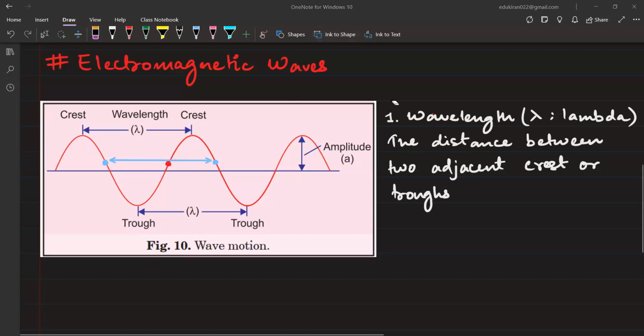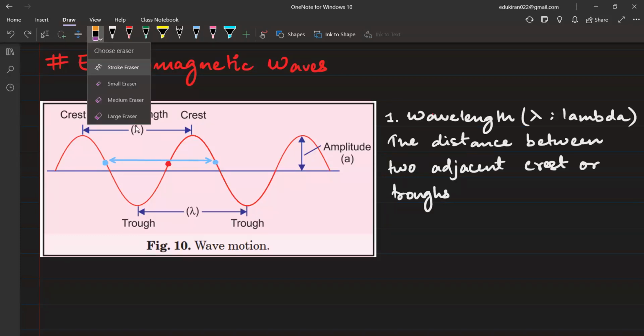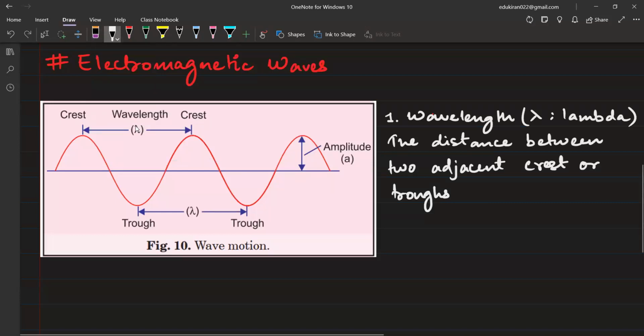Okay. So distance cannot be negative. First of all, distance can never be negative. Right, Akib? I hope you understood this. I hope you have learned this in 9th standard motion chapter. Okay, now, crest or troughs. Next thing is that we have to write wavelength, that is distance.